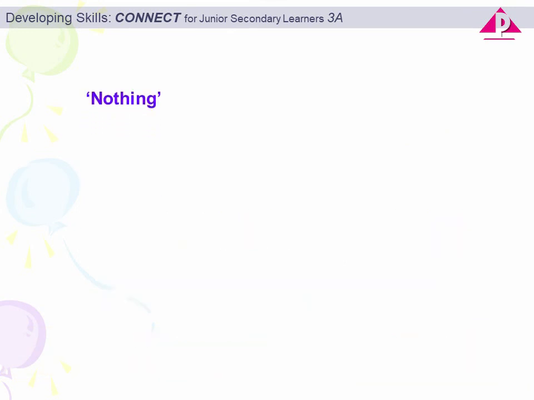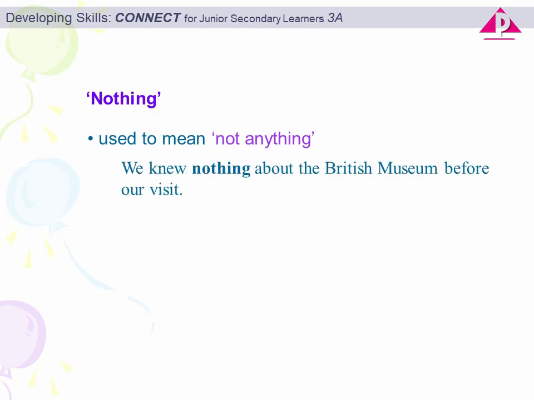Lastly, for nothing, its usage is once again pretty close to no one or nobody, except that nothing refers to things, not people. We use it to mean not anything. Look at the examples below.